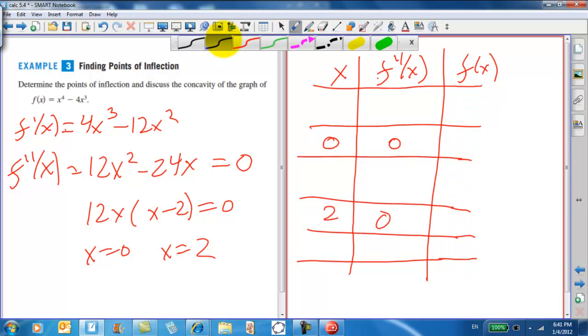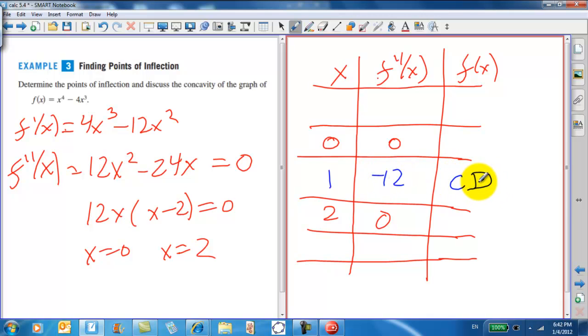So let's try some points. Between 0 and 1, 2 is 1. When we put 1 into the derivative, we're going to get 12 minus 24. That's negative 12. So that means we have concave down on the original function. Let's try 3. 3 in here will give us something positive. So that means it's going to be concave up.